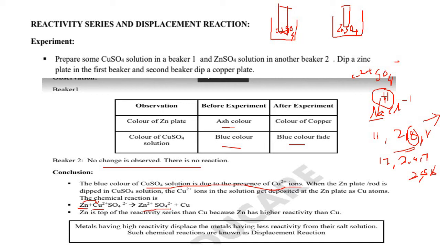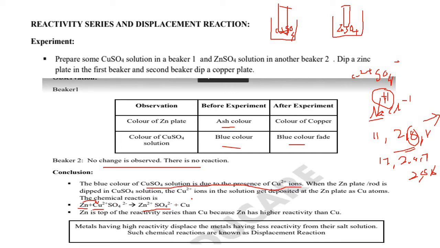So zinc sulfate solution is formed, and this copper, earlier it was Cu 2+ ion. How did it get 2+? By donating 2 electrons to sulfate ion, but now it got back its electrons. So Cu 2+ took back 2 electrons. When it took back 2 electrons, it became Cu.